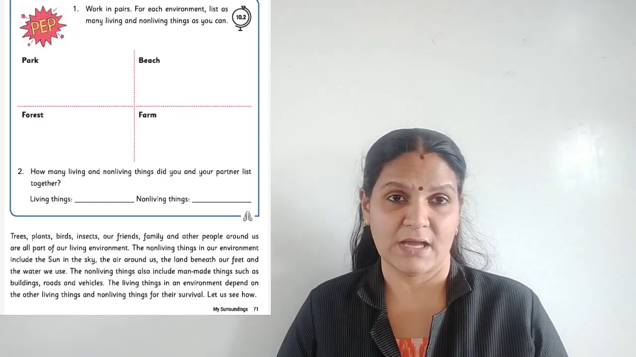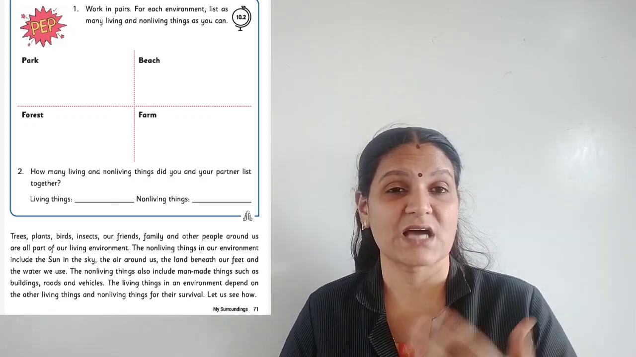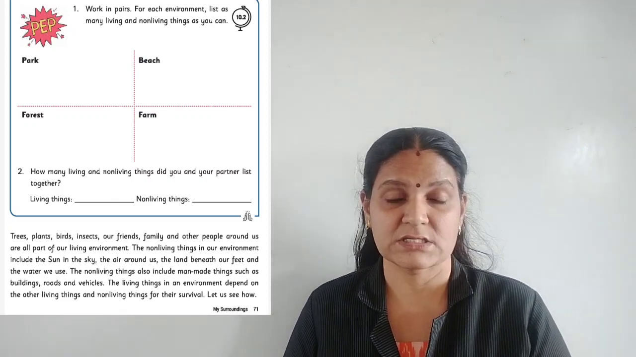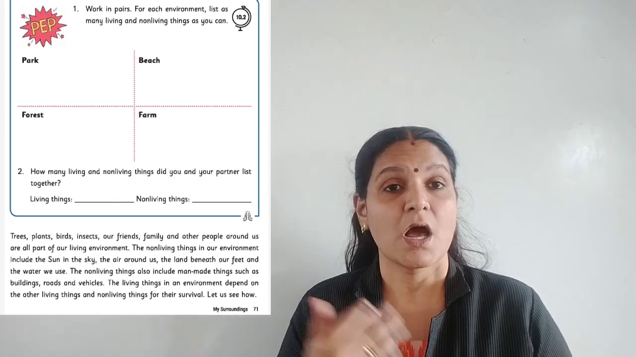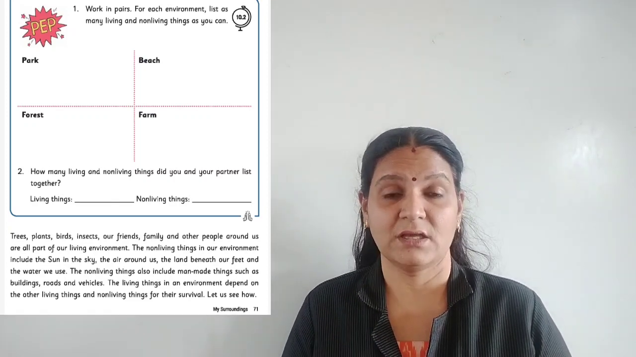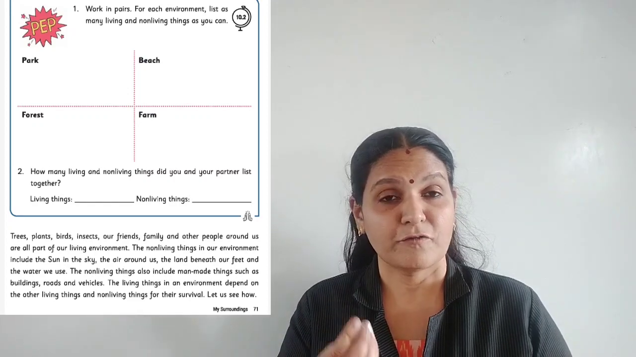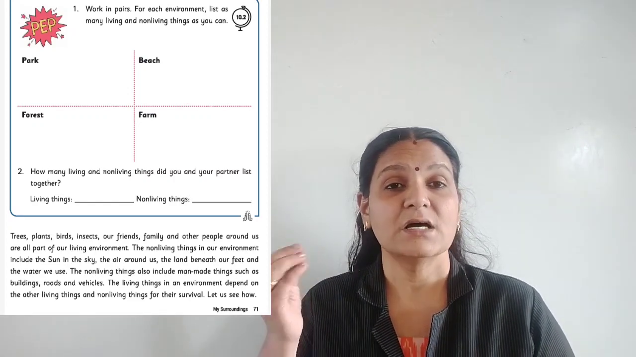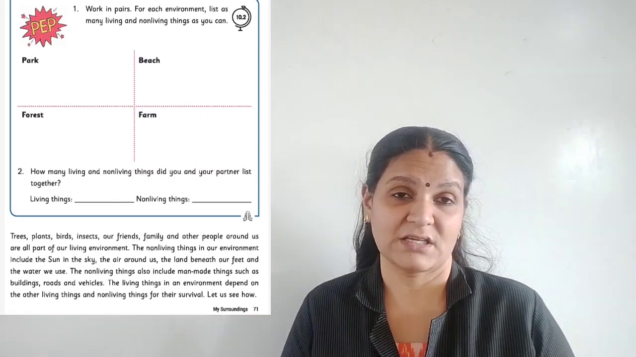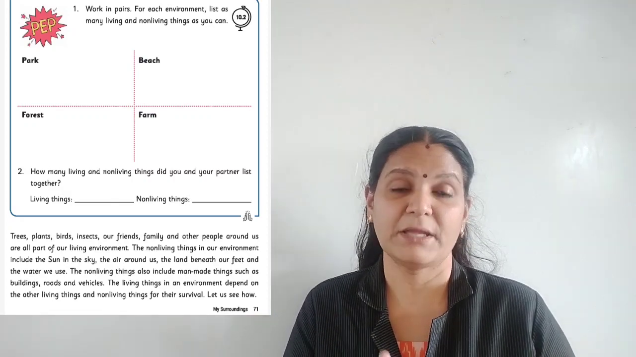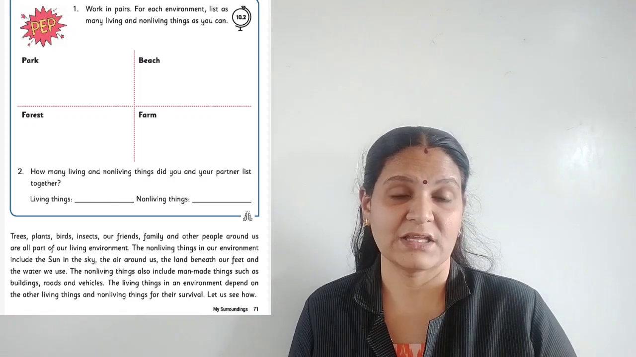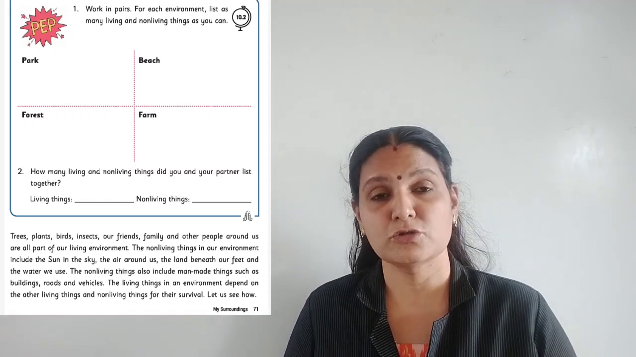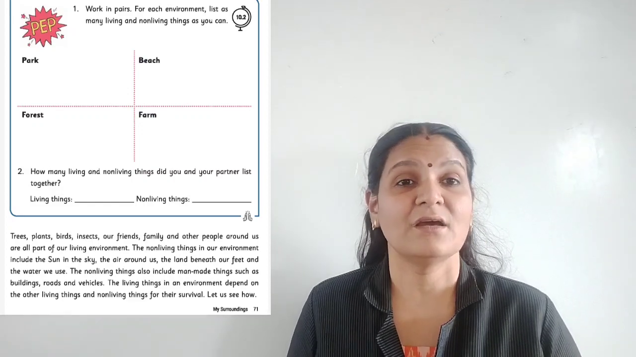In one way or the other, these living things are dependent on the other living things and non-living things. We need a house to live in. A house is a non-living thing, and we take food. The food is from the plants or the animals. They both are living things. So human beings are dependent on both living things and non-living things for their survival. And we are going to discuss this in detail.